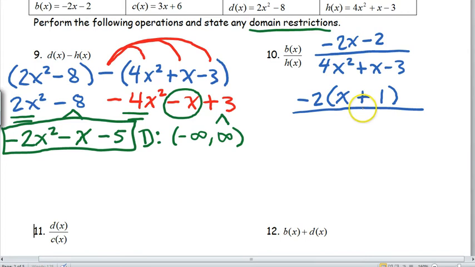Now, the reason why I know it's going to be plus 1 is, imagine I did the distributive property now. If I took that negative 2 and distributed it, it should get me back to where I started from. Negative 2 times x, that's negative 2x. Negative 2 times positive 1 will give me my negative 2 back again.